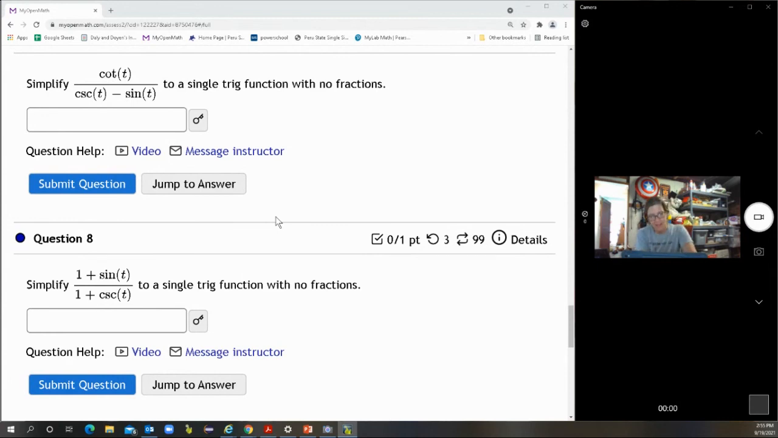We have an identity that says that sine squared plus cosine squared is 1. So notice that means that cosine squared is 1 minus sine squared. So you see this denominator right here? That is simply cosine squared.